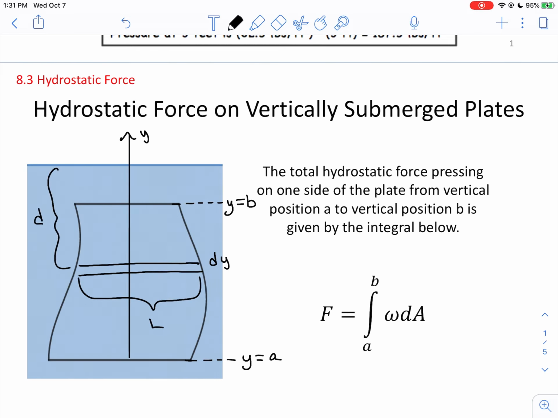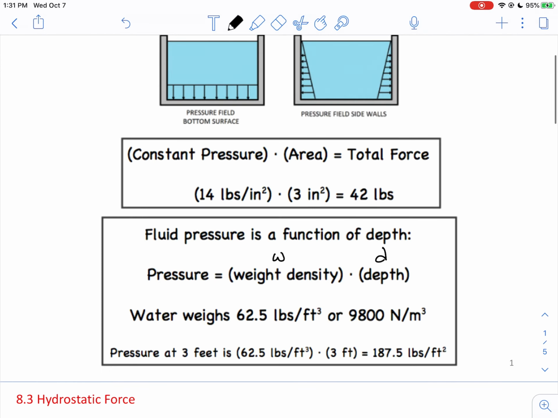So we want to compute how much force is on that strip, and we simply have to say, well, what's the pressure at the depth, and then times the area of the strip. If your pressure is constant, you just have to multiply the constant pressure times the area, and you get the total force on that strip.